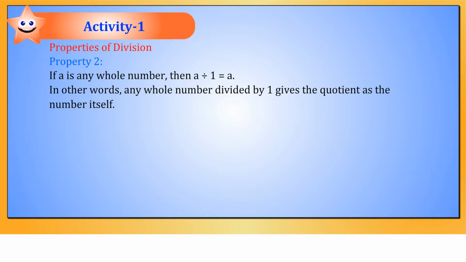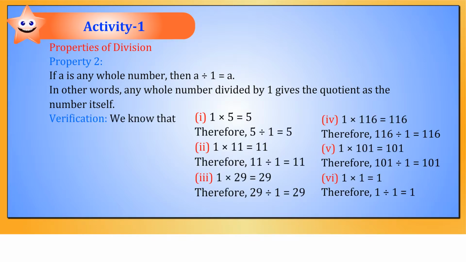Third, 1 into 29 equals 29. Therefore, 29 divided by 1 equals 29. Fourth, 1 into 116 equals 116. Therefore, 116 divided by 1 equals 116. Fifth, 1 into 101 equals 101. Therefore, 101 divided by 1 equals 101. Sixth, 1 into 1 equals 1. Therefore, 1 divided by 1 equals 1.